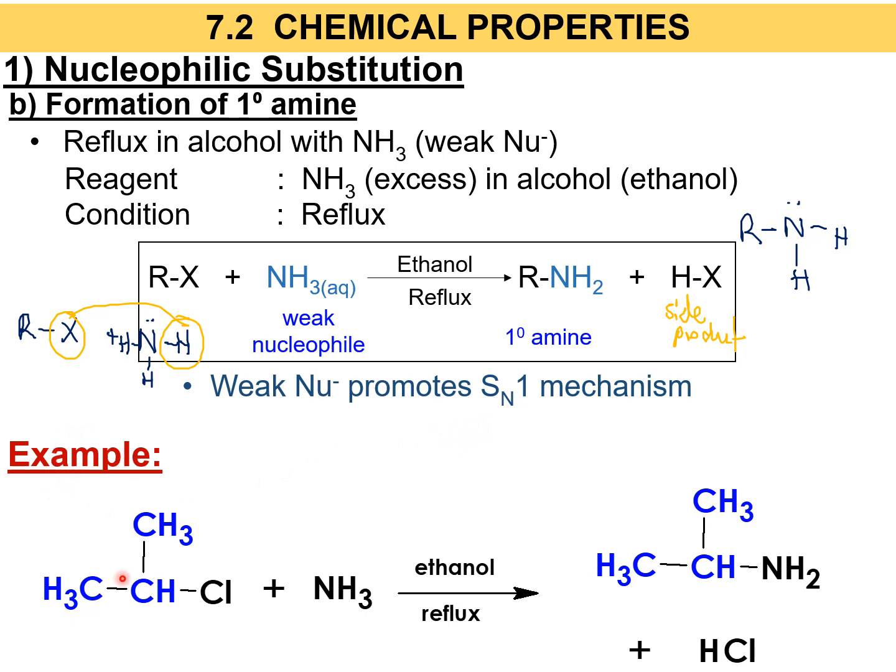So, for example, if let's say you ada this kind of haloalkane, this is your alkyl group, this is your halogen.